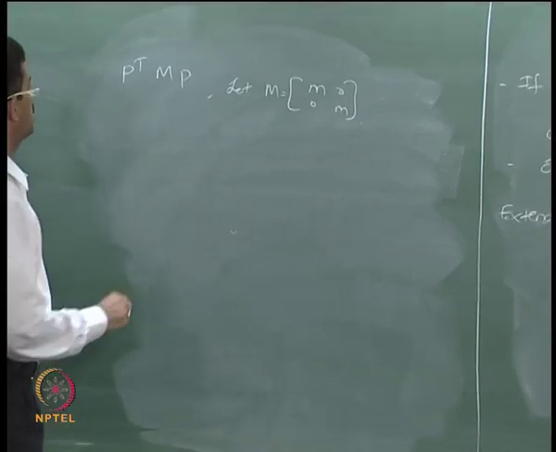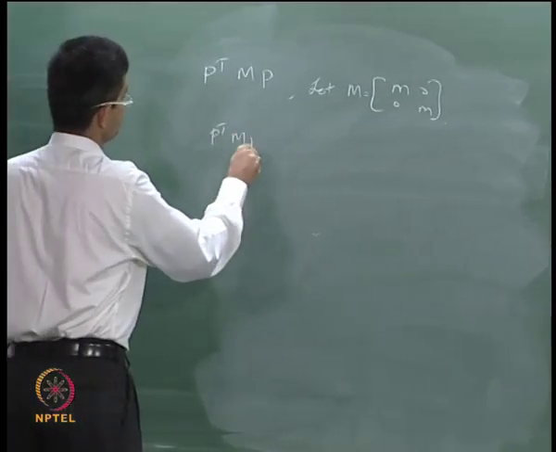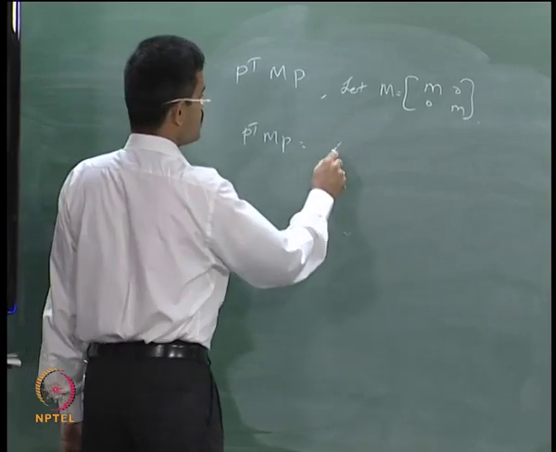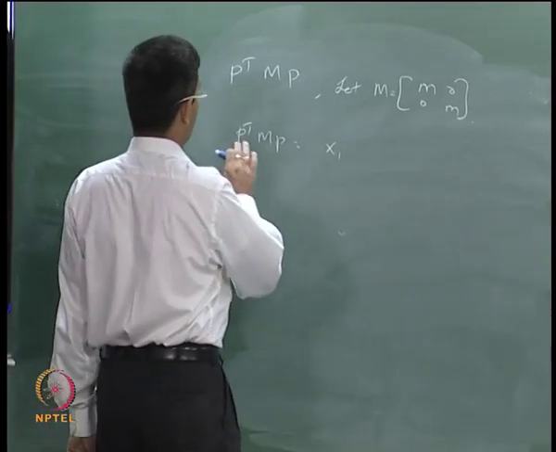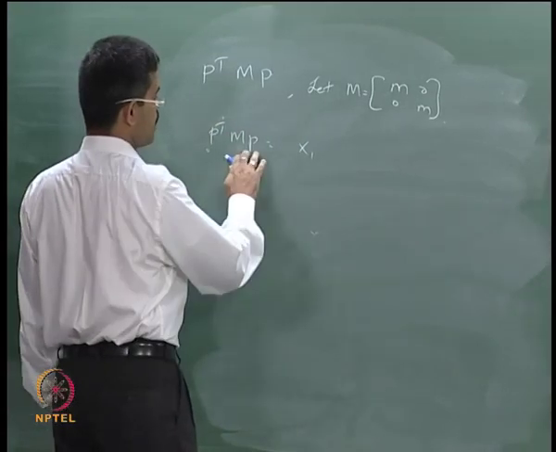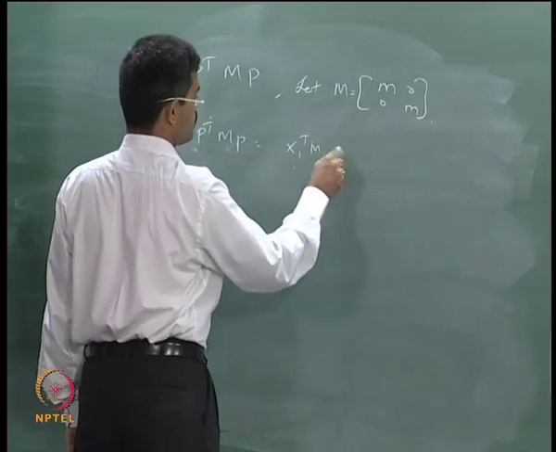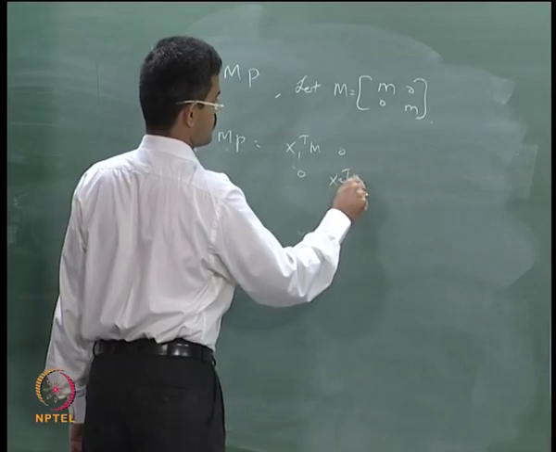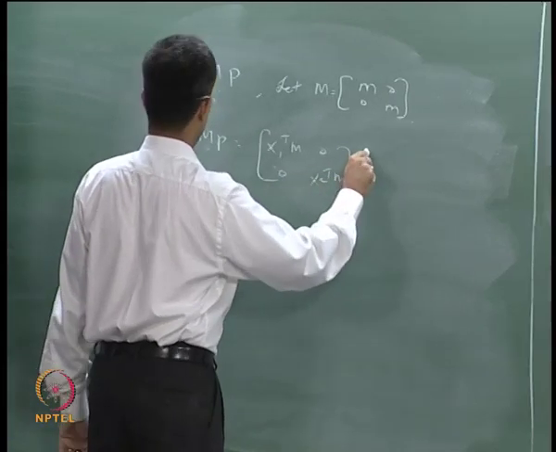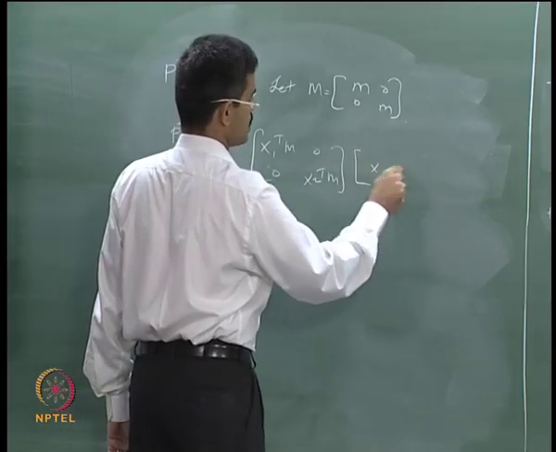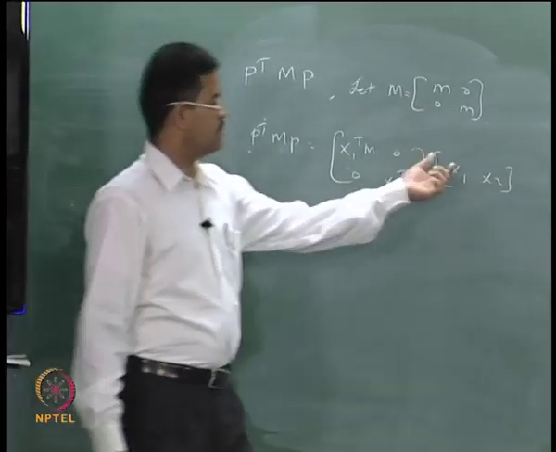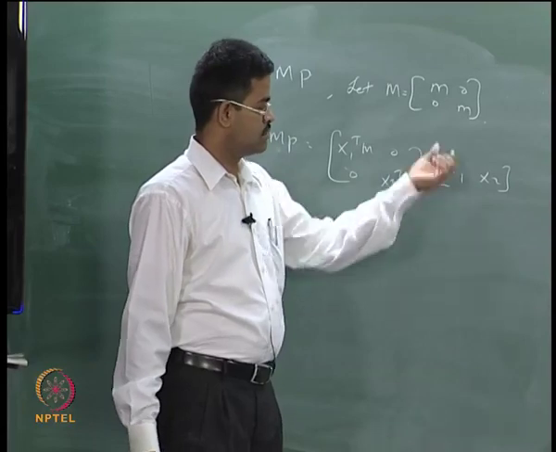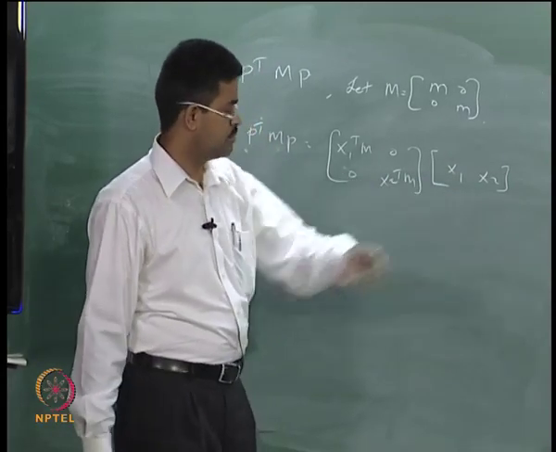So, P transpose MP now can be x1 transpose M, I multiply P transpose M separately and then multiply with P: x1 transpose M, 0, 0, x2 transpose M, with x1 x2. Is that okay? These are all vectors, remember they are not two, they are vectors, column vectors as I show here.